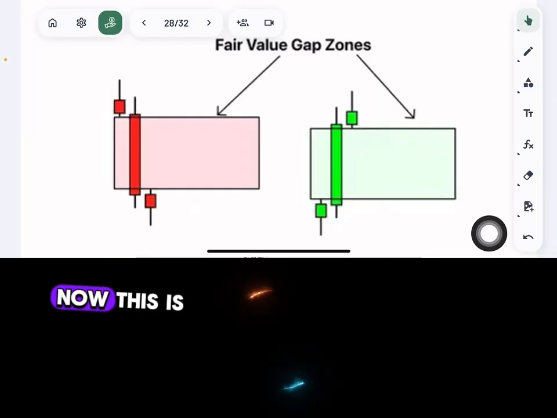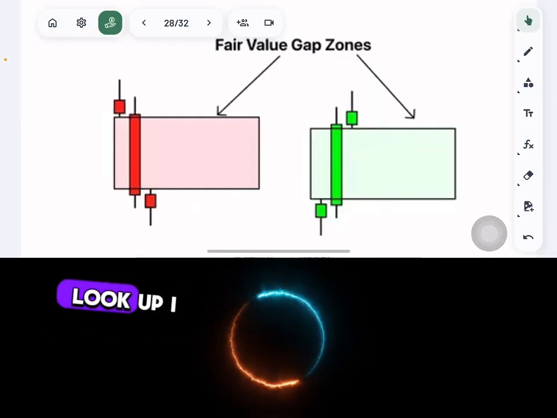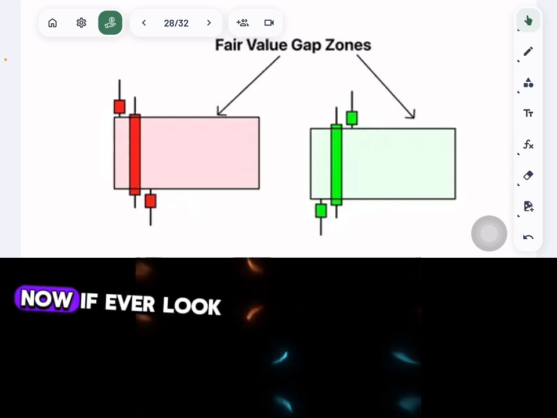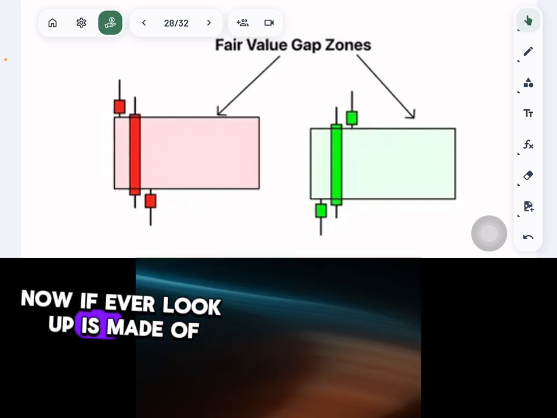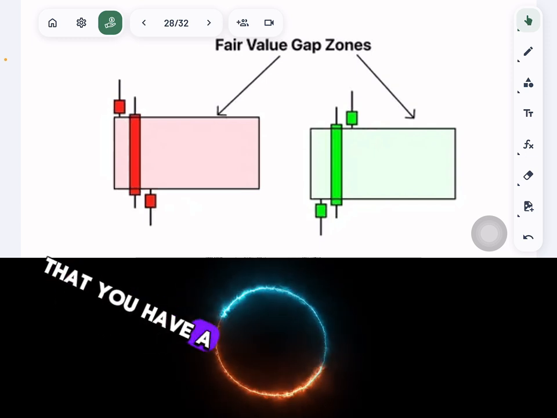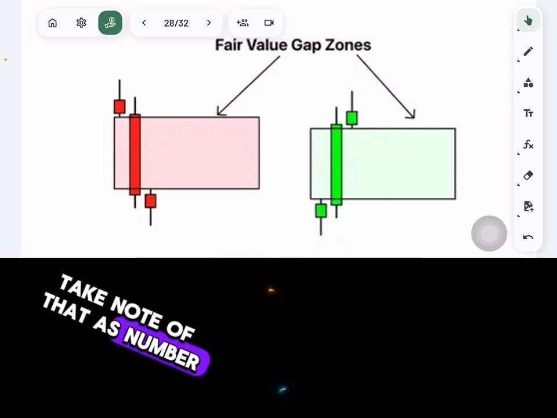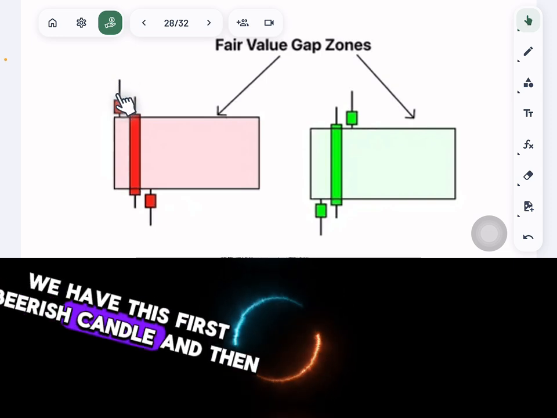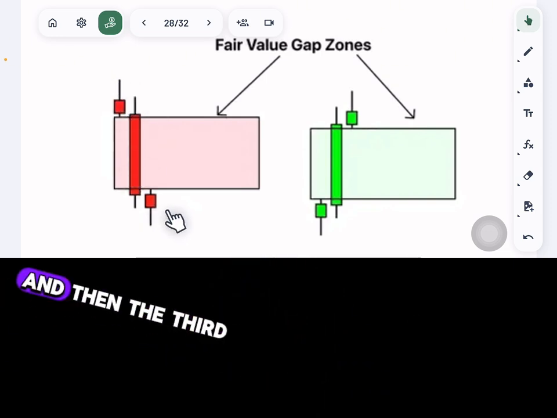Okay, now this is it for fair value gap. I want you to see this. A fair value gap is made of 3 candles. Until you have 3 candles, you can't say that you have a fair value gap. Take note of that. That's the number 1 thing you should know. Here we have this first bearish candle, and then the second bearish candle, and then the third one.